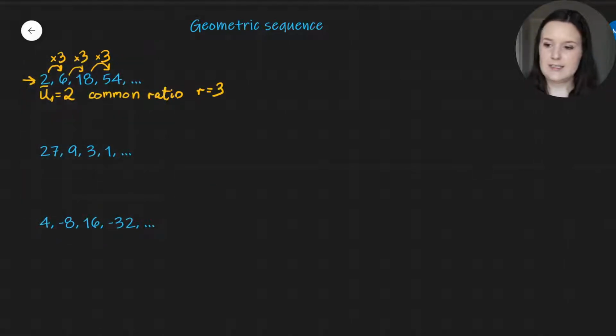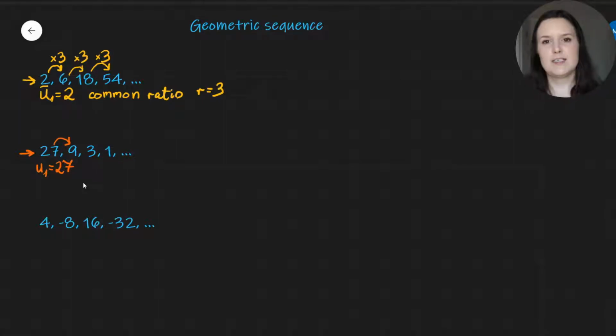Okay, so in the next example, is it a geometric sequence? Let's check. The first term is 27. And now, how do we get to the next term? What do we have to do? If we multiply always by the same number, it means that it is a geometric sequence.